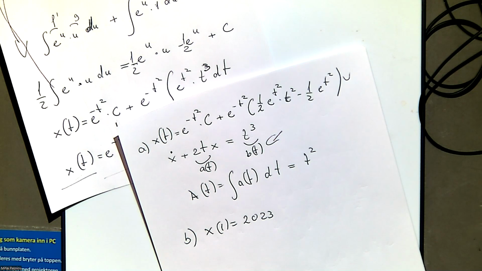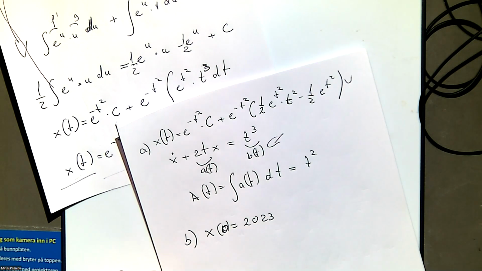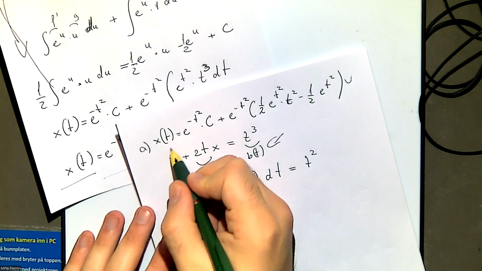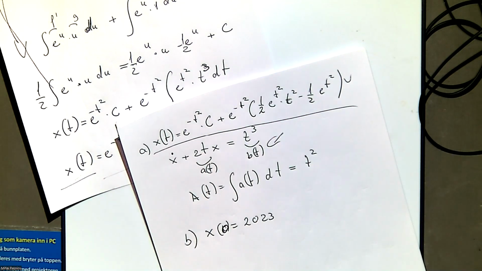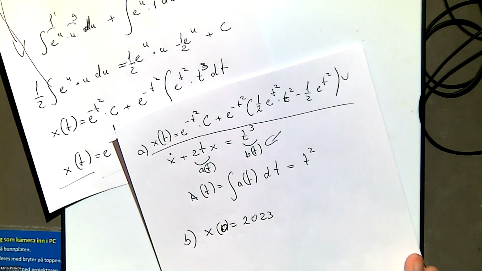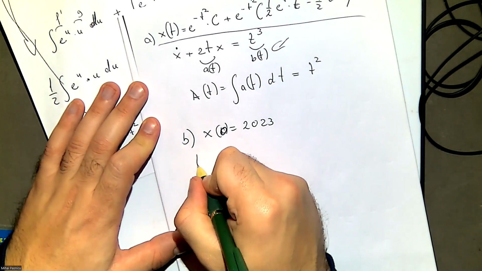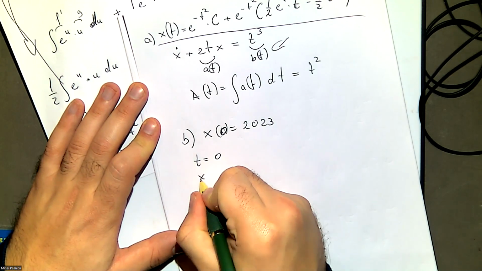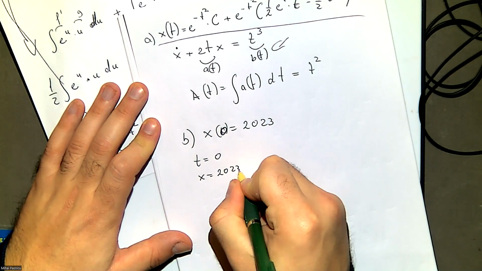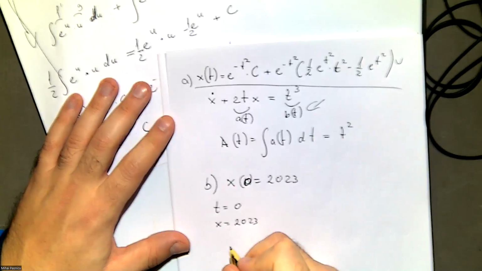Let's actually make it a little bit easier for myself. x of 0 is 2023. They are asking for this particular solution, and I've already done the first steps, which was solving the general solution. This was my general solution. So now I'm just going to plug in the values. I'm going to say t equals 0 and x equals 2023. Plug in and let's see what we get.